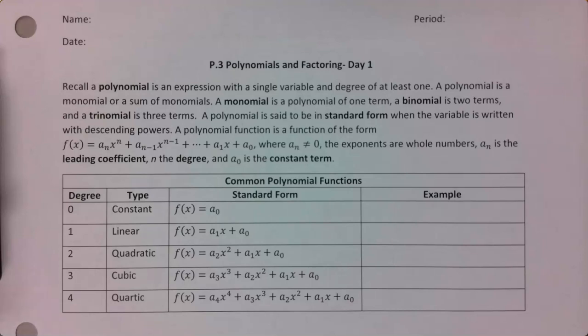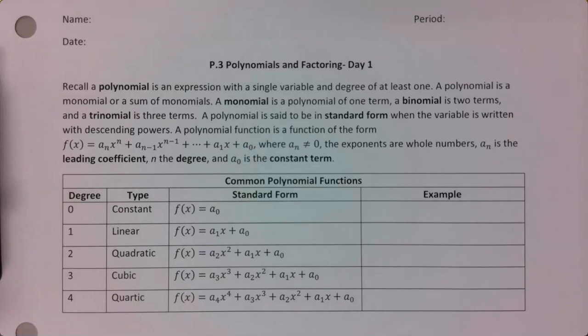So today we're talking about polynomials, and eventually we'll get into factoring, but not today. We're just going to focus on naming polynomials and adding and subtracting them today. So a polynomial is an expression with a single variable and a degree of at least 1. And then it can either be a monomial, which is one term, or a sum of monomials. A binomial is 2 terms, and a trinomial is 3 terms. And they're usually separated by a plus or minus sign.